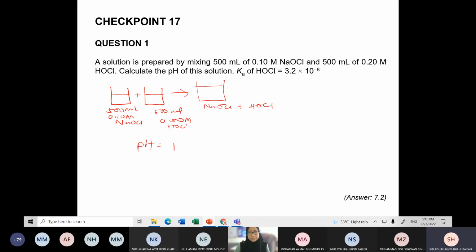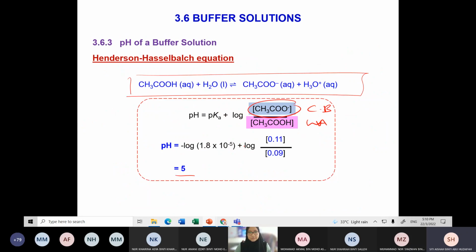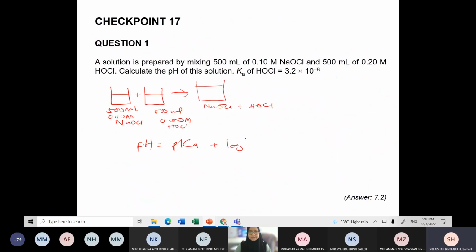pH, pKa, this is the formula. Concentration. Is it? Ada log ke? Tak ada kan? Ada log. Atas, bawah HOCl, the acid, bawah kena yang weak, atas adalah dia punya conjugate. So atas should be OCl minus.